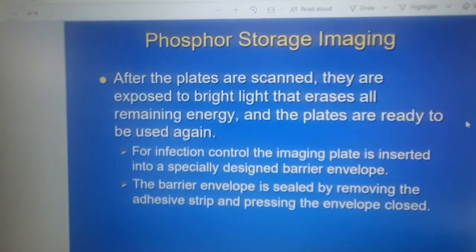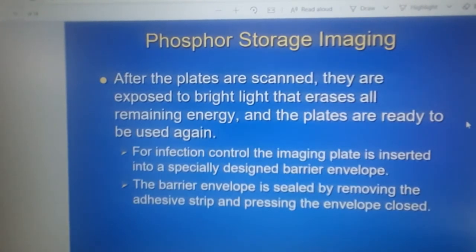What happens with phosphor storage imaging is that it has sensors that are similar to film in the way they look and in the way they are processed.